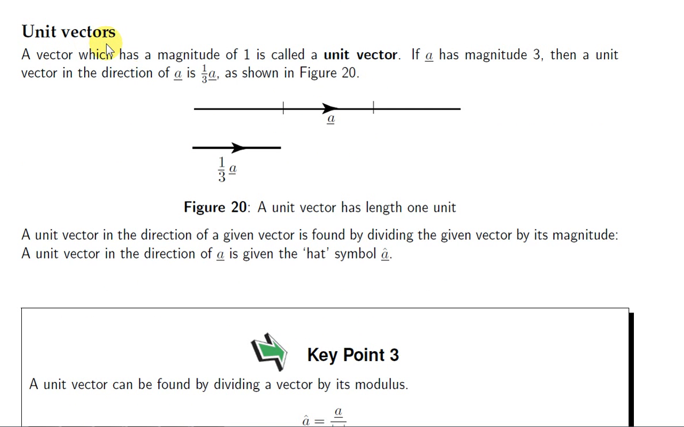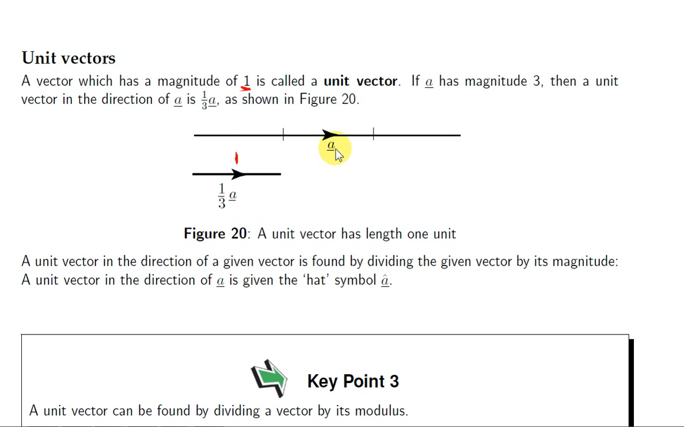Finally, we have the concept of a unit vector. A unit vector is a vector with a magnitude of 1. So in this example, vector A has a magnitude of 3. So this is 1 unit and it's made up of 3 of them. So its magnitude is 3 units. That means that 1/3 of this vector has a magnitude of 1. So 1/3 A is a unit vector. So basically we take the vector and divide by its magnitude. So if its magnitude is 3, we divide the vector by 3.